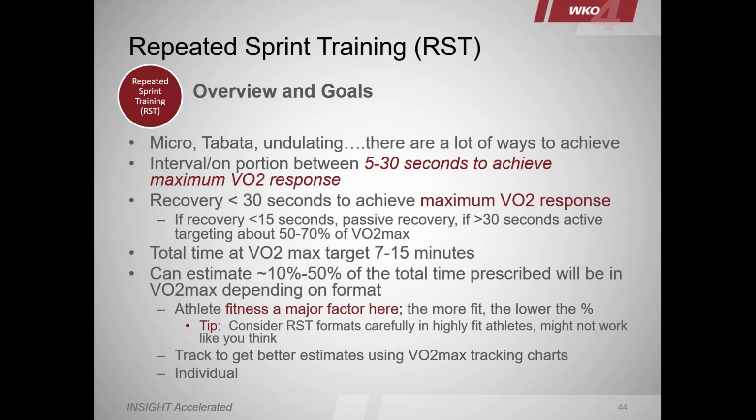So total time at VO2 max, target of 7 to 15 minutes. You can extend this here, and part of the advantage of this undulating format, this on-off format, is extension of it. But you can estimate only about 10 to 50% of the total time prescribed will be in the VO2 max time effort range, depending on the format. So you notice how much less it is than just doing them like the classic VO2 max. The classic VO2 max is what I was describing as the longer intervals where you're just going on, staying on the gas. You actually end up with more time in the VO2 max zone while at high effort. Here you can only estimate 10 to 50%.